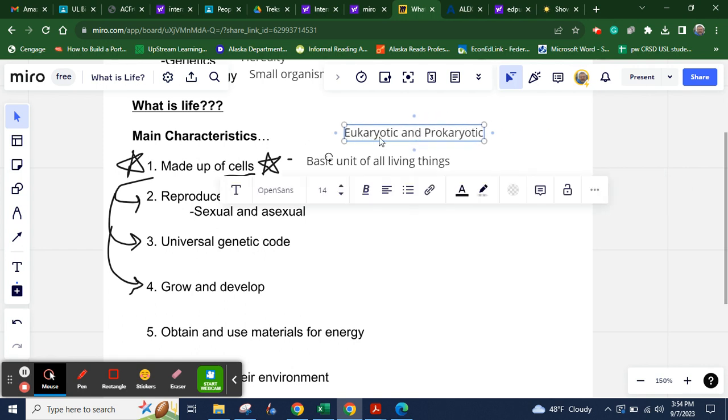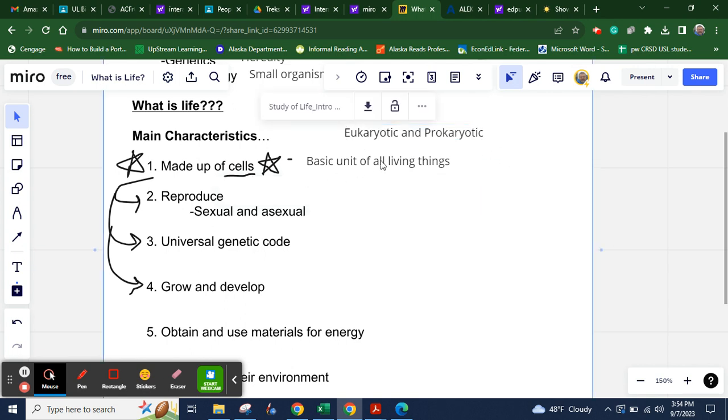We'll learn more about this later. But two types of cells, and they're the basic unit of all living things. They're like the building block. Everything is made up of these cells. You just put them together and they do different things. And they make tissues and organs, and you'll see that in the video that you watch.